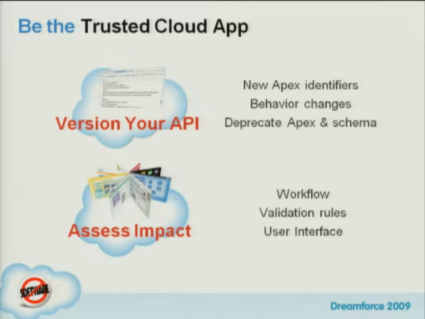The other area that I talk about is assessing impact. We talk a lot about versioning the API, but there are also changes that you're making in your app that you have to be worried about. Things like workflow. If you suddenly start sending out emails that you didn't send in the previous version, is your customer going to be happy? Maybe. Maybe not. It's a judgment call that you have to make. Remember I said a couple slides back, this is an art, not a science. It's a lot of judgment calls that you as the developer have to make.